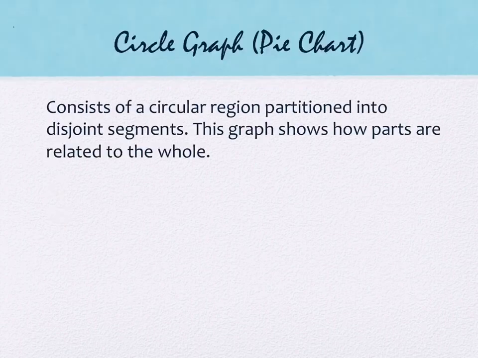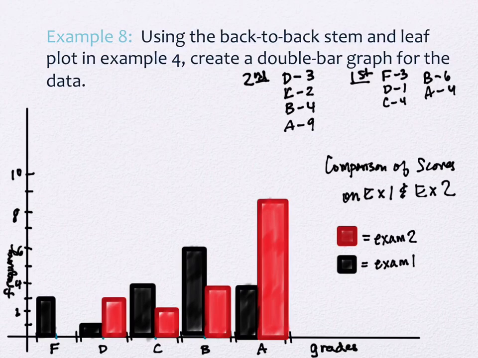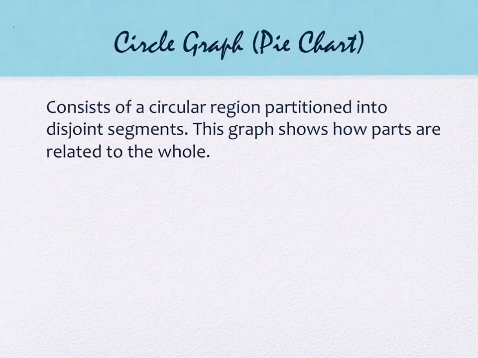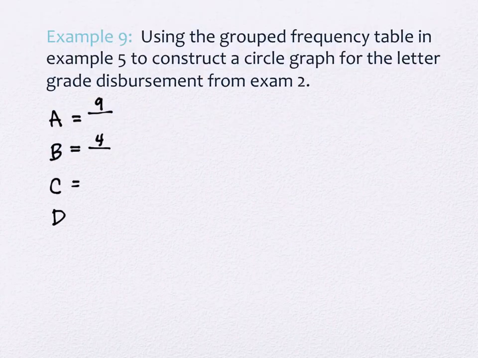How many B's were there? 4. Again, numerator of a fraction. How many C's? 2. And how many D's? 3. All right, so how many total scores were there? 18. That's the denominator of all my fractions. Right? We're comparing the part to the whole. Each of these are parts of the whole 18. So far, so good? Okay, grab a calculator.